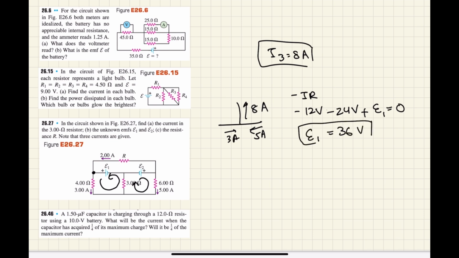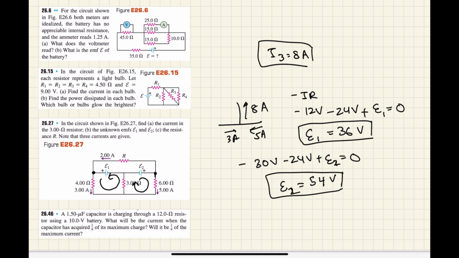So this is a very simple example of Kirchhoff's loop rule. There are much more complicated examples out there, but I would suggest doing some worksheets or textbook problems based on that. If we do the same thing to the other side, if we start up here and go down, 6 times 5 is 30 volts. Then 3 times 8 again is 24 volts, plus EMF 2 is equal to 0. And so moving everything to one side, we get 30 plus 24 is 54 volts for EMF 2. EMF 2 is 54 volts. So that's our answers to part B.